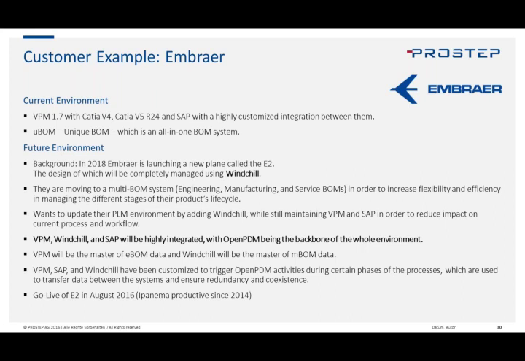Embraer uses VPM and SAP and Windchill. I think in 2013 they decided to introduce Windchill, and in legacy they use just VPM and SAP, and started synchronizing that through what they called a U-BOM, Universal BOM. Now with the E2, they're introducing a multi-BOM system where they have VPM with OpenPDM, synchronizing engineering BOM to Windchill. Windchill then breaks that apart into a manufacturing and service BOM, and then synchronizes those to SAP.